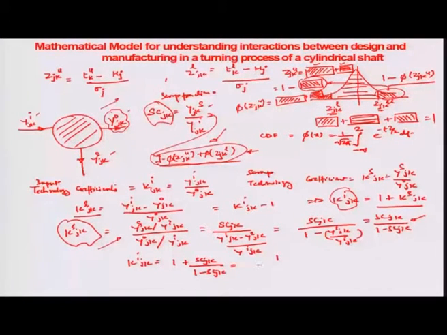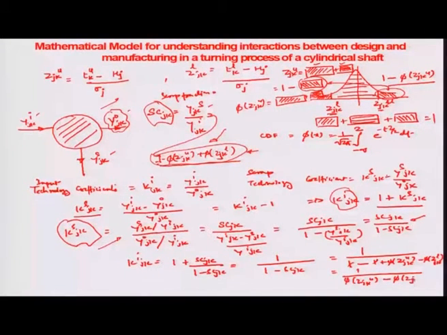In other words, it is 1 divided by 1 minus S C j k, which is equal to 1 by 1 minus 1 plus phi of z j k u minus phi of z j k l. In other words, it is 1 divided by phi of z j k u minus phi of z j k l. So, that is how you represent everything in terms of what you obtain from the normal distribution, including the K s and the K I.